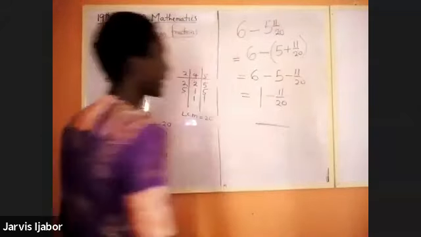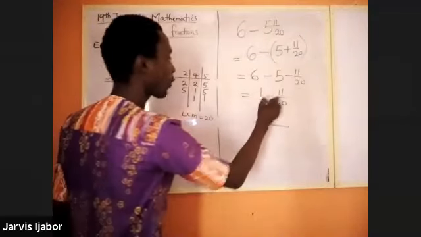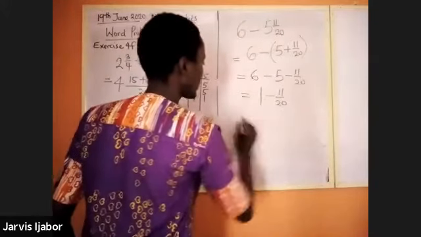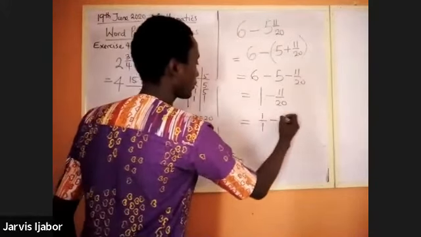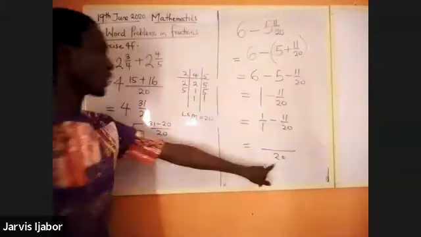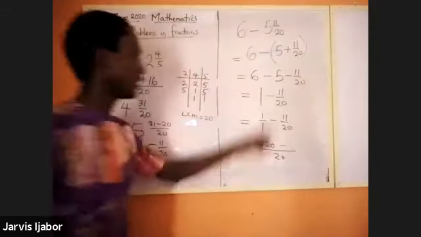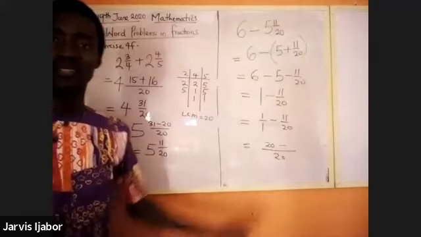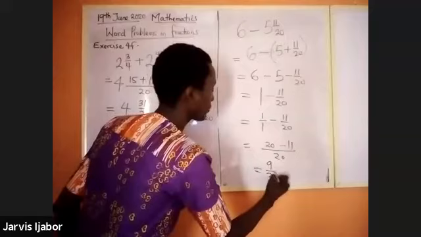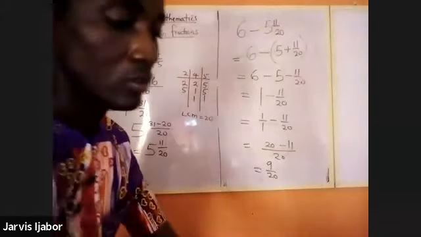So at this point, you cannot take LCM. Remember that 1 is actually 1/1. Or maybe I should take another line to help you understand it. 1/1 minus 11/20. And the LCM will be 20. So 20 divided by 1 times 1 will be 20, minus 20 divided by 20 is 1 times 11. That's 11. So your final answer is now 9/20.